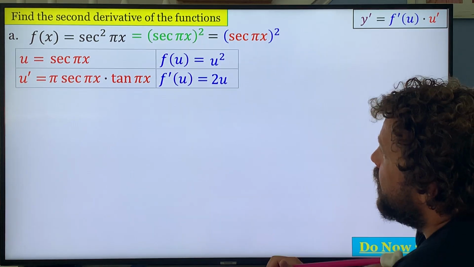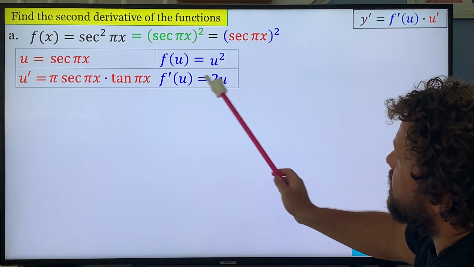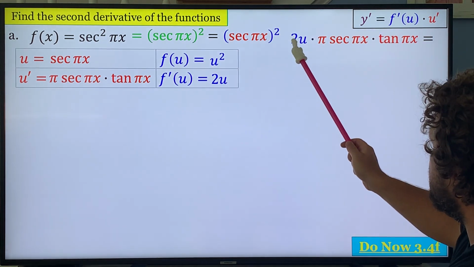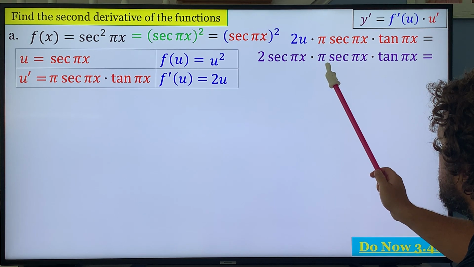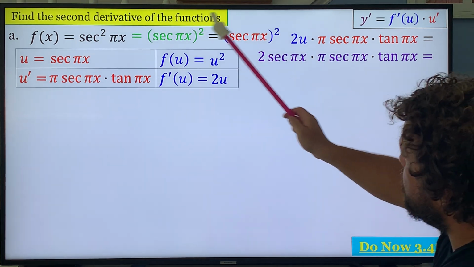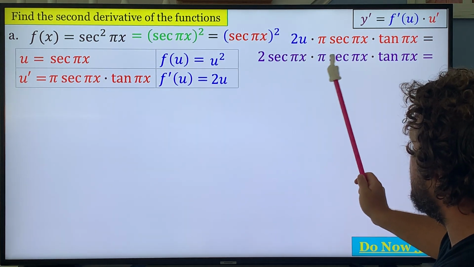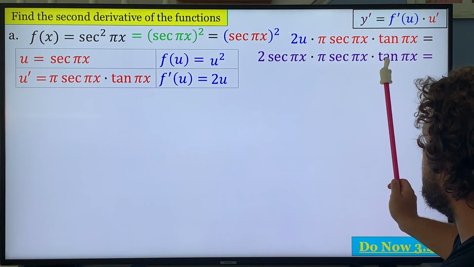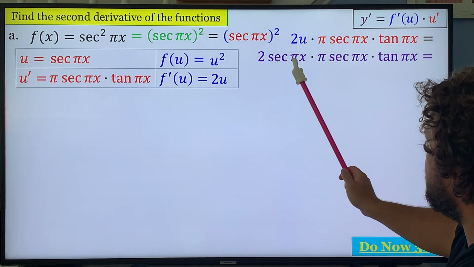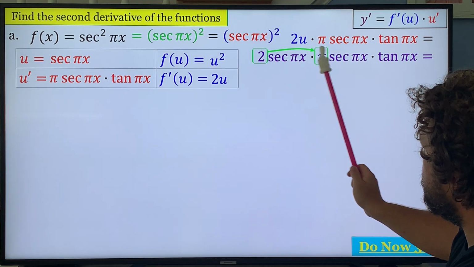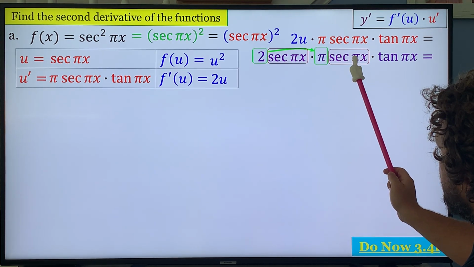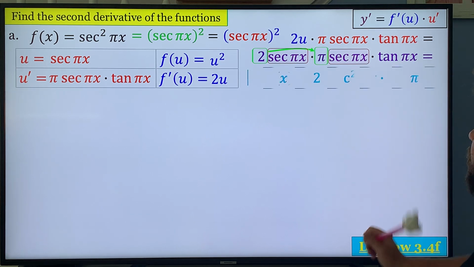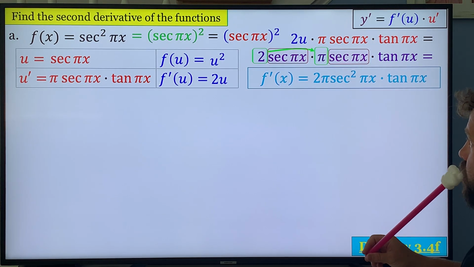All right, so this one right here times 2u. So pretty much just 2 times secant pi x times pi secant pi x times tan pi x. Or you have a secant pi x, a secant pi x. The 2 and the pi combined. So it's 2 pi secant squared pi x tan pi x. Right?